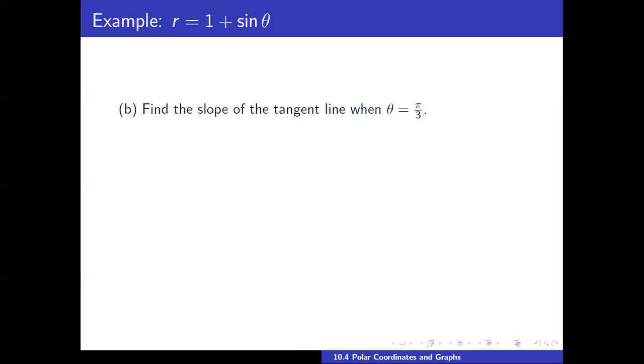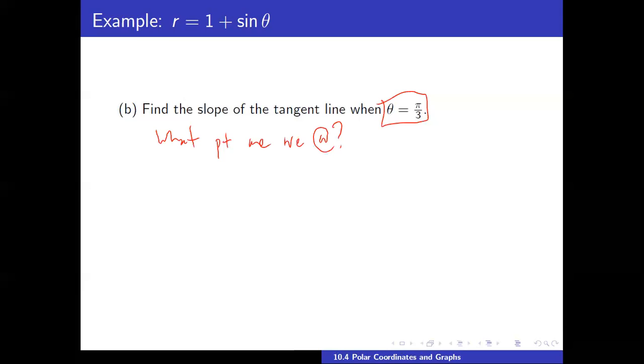Find the slope of the tangent line when theta equals pi over 3. First of all, it would be nice to know what point I'm talking about if theta is equal to pi over 3. Do you know what I'm saying? Theta equal to pi over 3, what point are we at? Let's ask that question first. What point are we at if theta is equal to pi over 3?